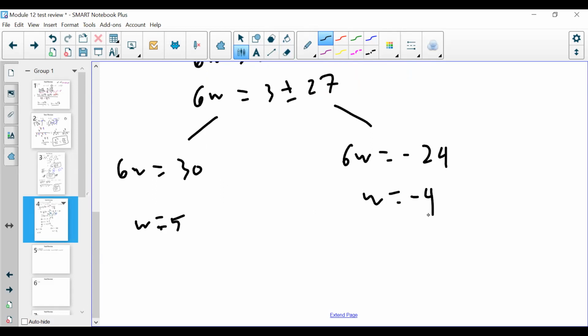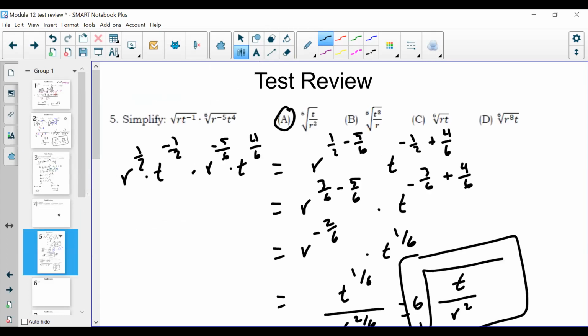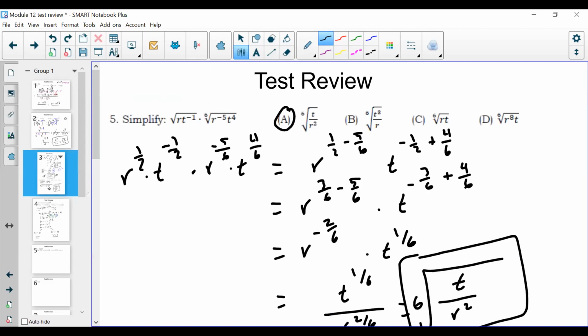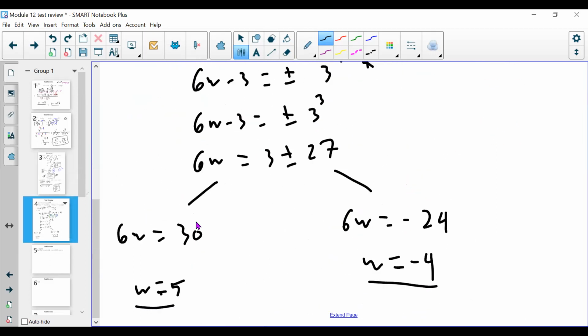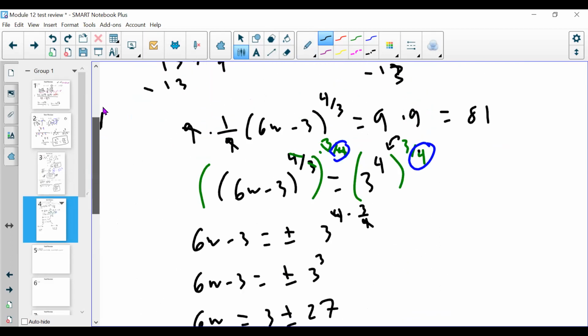Okay, perfect. So this is what I have. I have w equals 5, or w equals negative 4. So typically you have to check this. I'm not going to waste time checking it because I have a bunch of problems I want to go over. But typically you'd want to check this problem, make sure these both work. I'll leave that for you guys to do on your own. But we're going to go ahead and plug these back in.